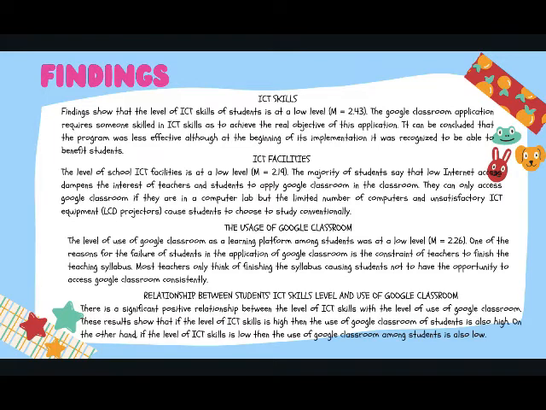And finally, number 4, the relationship between students' ICT skills level and the use of Google Classroom. To answer the last objective, there is a significant positive relationship between the level of ICT skills and the level of use of Google Classroom. These results show that if the level of ICT skills is high, then the use of Google Classroom by students is also high. On the other hand, if the level of ICT skills is low, then the use of Google Classroom among students is also low.